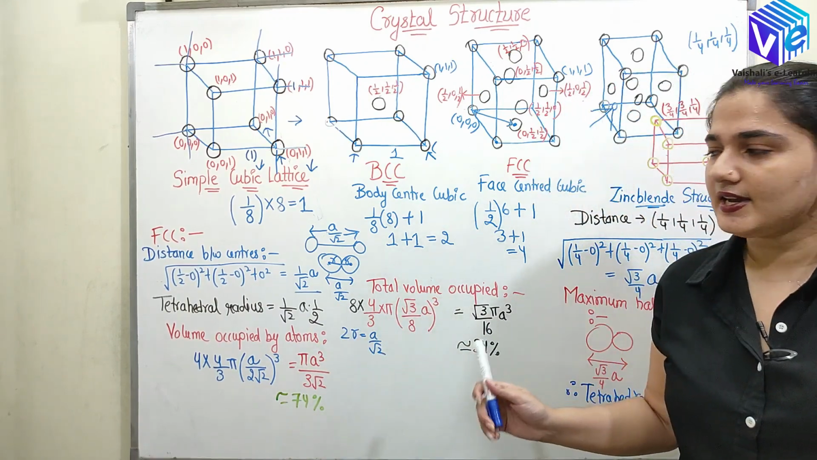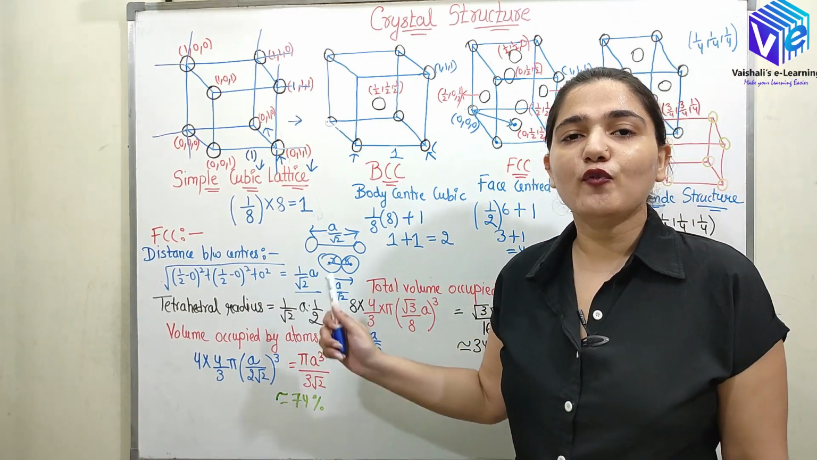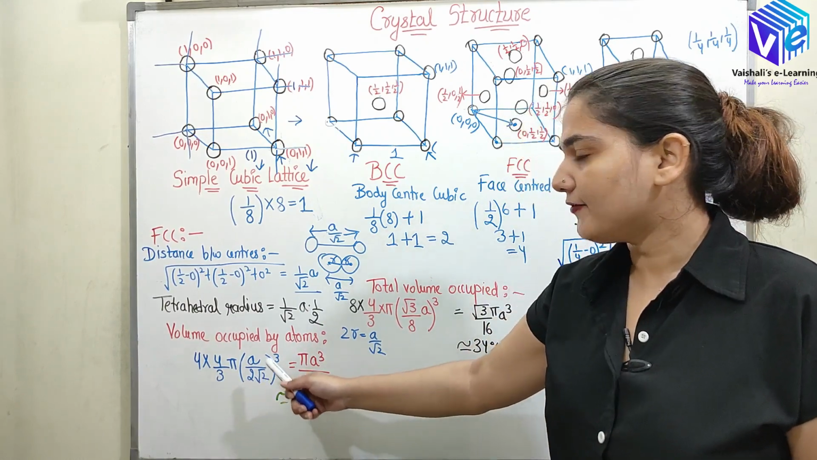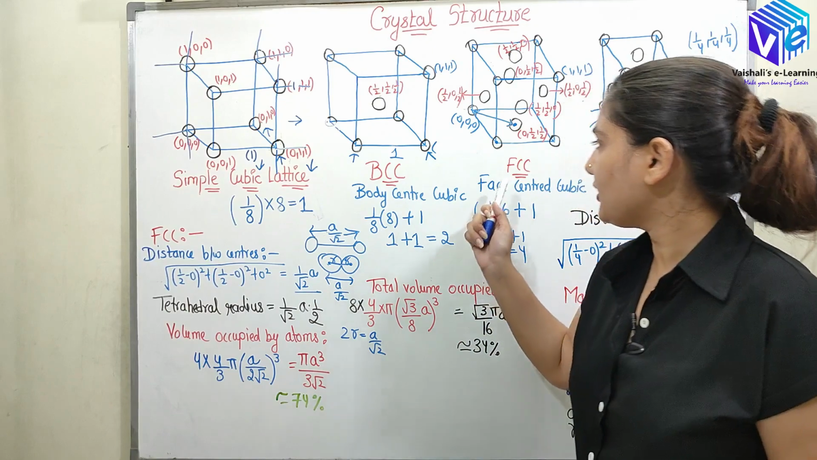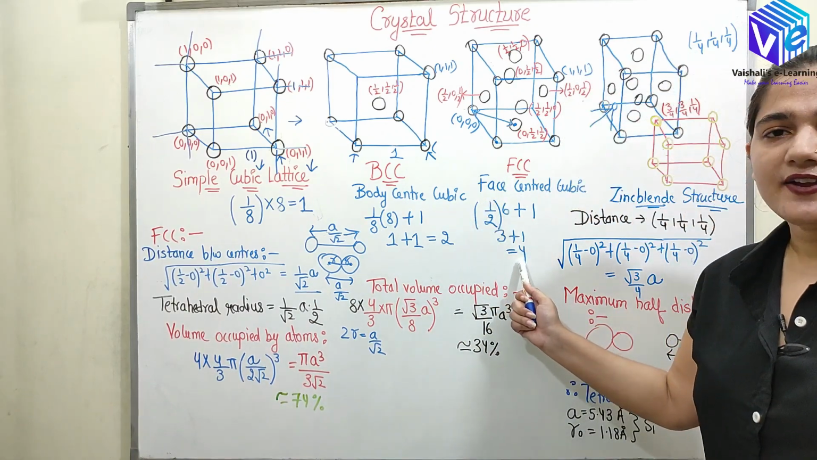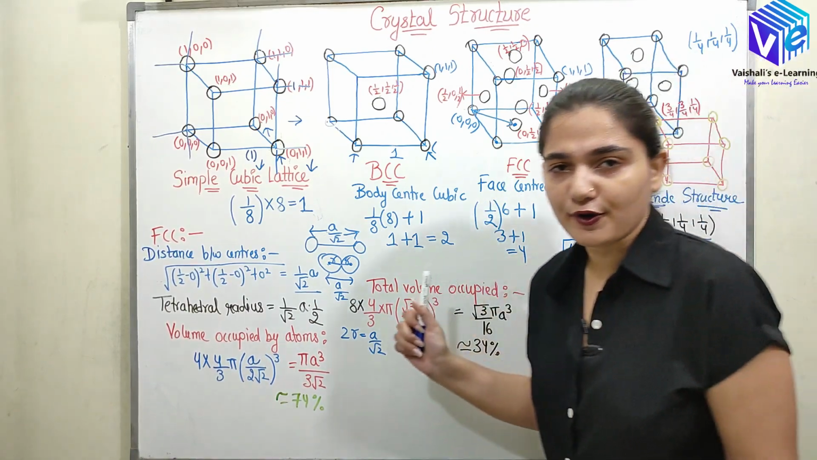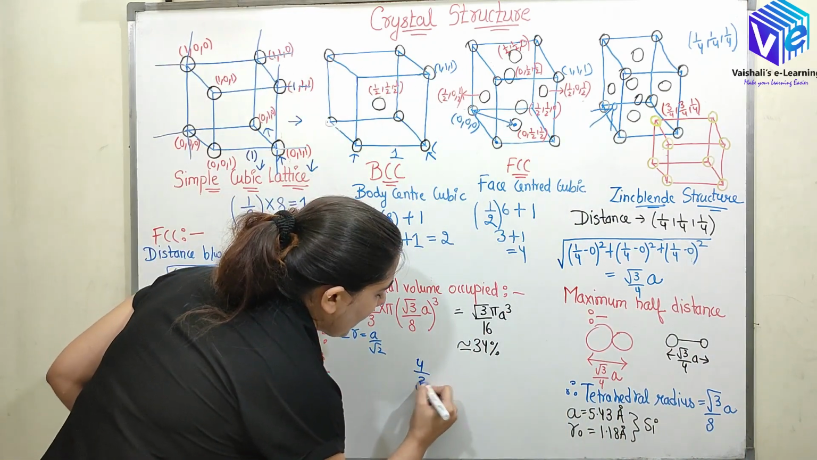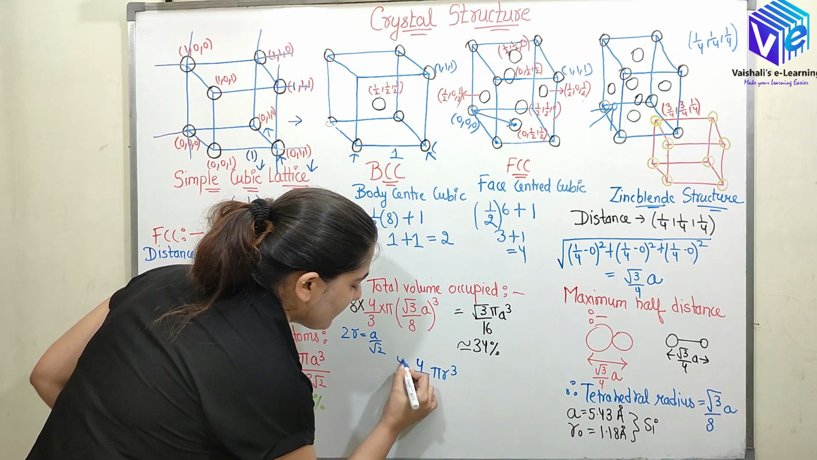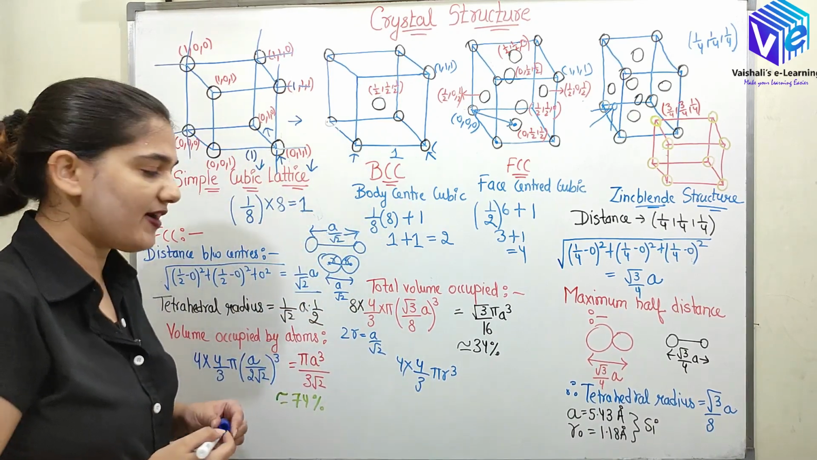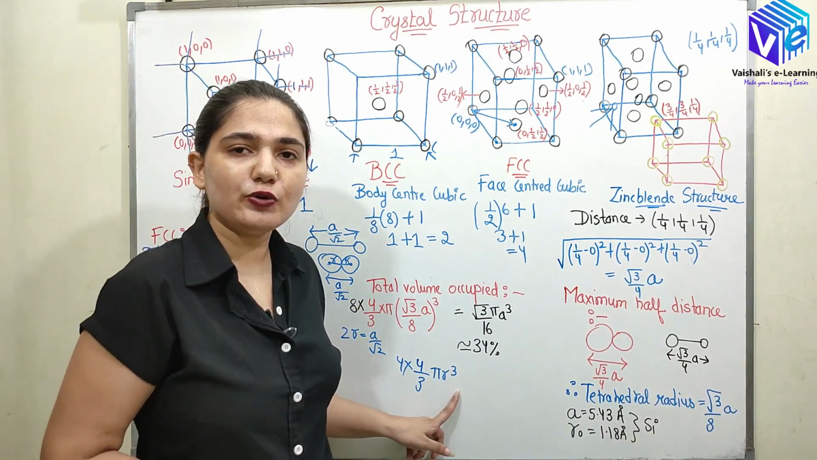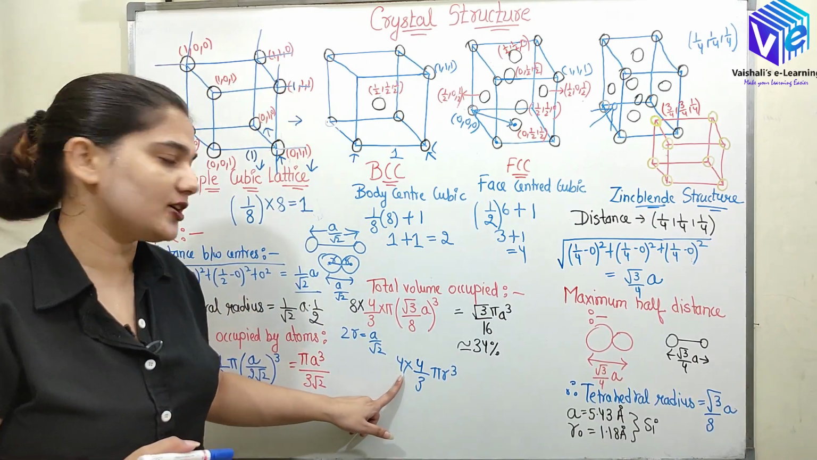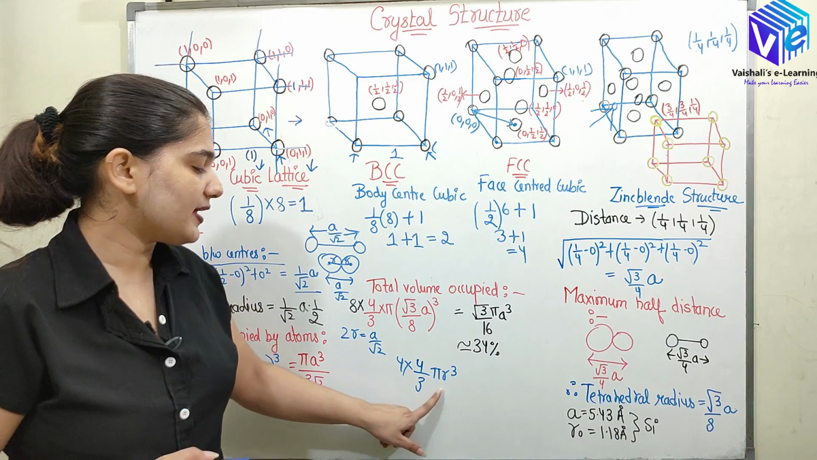Now I have the radius, I can find out the volume occupied by the atoms. So the volume occupied will be, how many total number of atoms are there? Here the effective number of atoms are 4, and the formula for volume is 4 by 3 pi r cube. I will be multiplying it with the number of atoms. 4 by 3 pi r cube will be giving me the volume of one atom, and total atoms in this structure are 4. So 4 into 4 by 3 pi r cube.